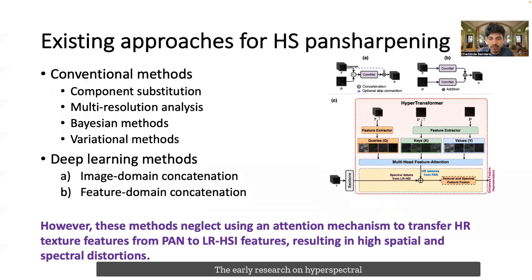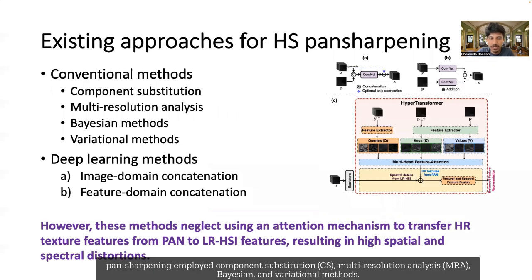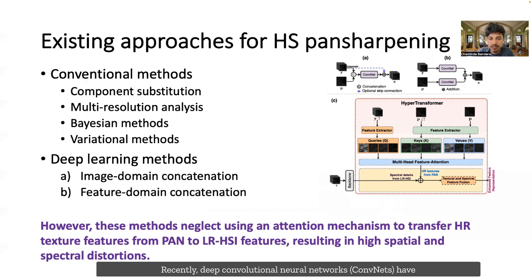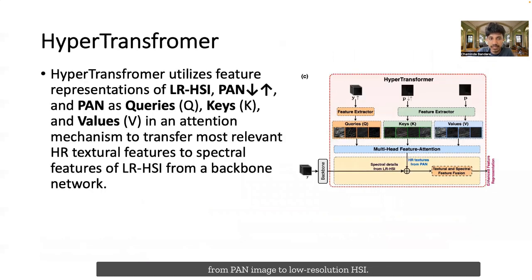The early research on hyperspectral pan-sharpening employed component substitution, multi-resolution analysis, Bayesian, and variational methods. Recently, deep convolutional neural networks have also been introduced for pan-sharpening. However, state-of-the-art approaches often adopt straightforward ways to transfer spatial details from pan image to low-resolution HSI.